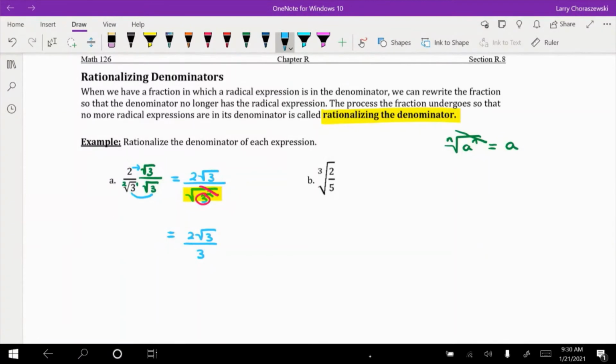I know it's tempting to maybe cross out the 3 in the denominator with the 3 that's in the square root, but you're not really able to do that because the square root of 3 is what you want to consider, and the square root of 3 is different than 3, so no further simplification.